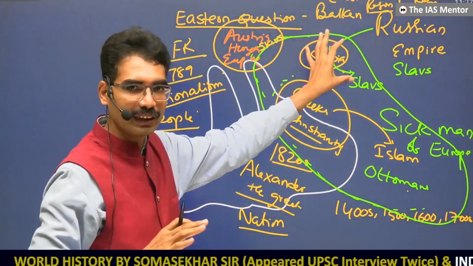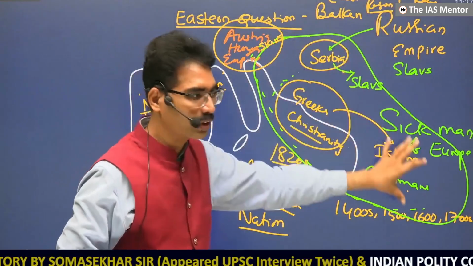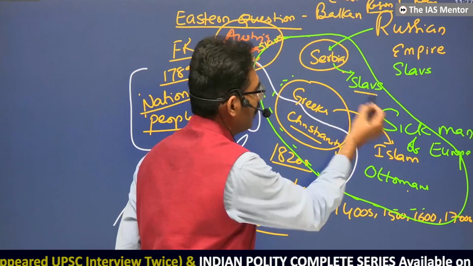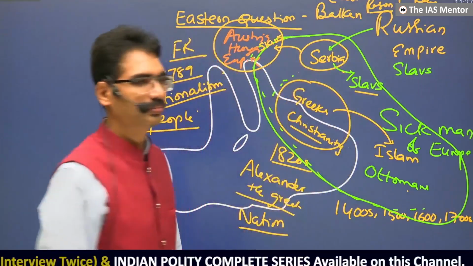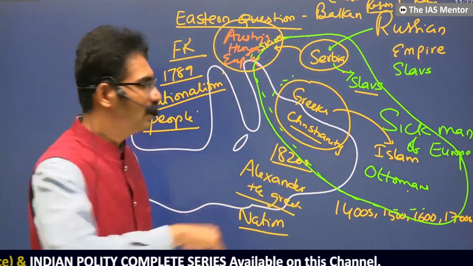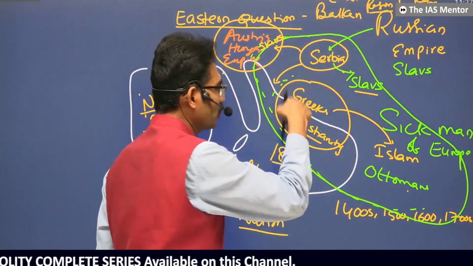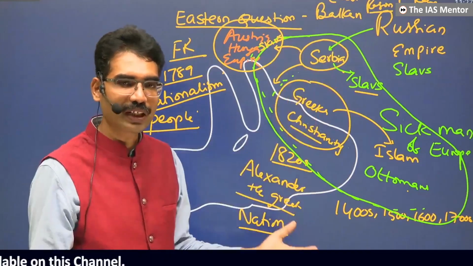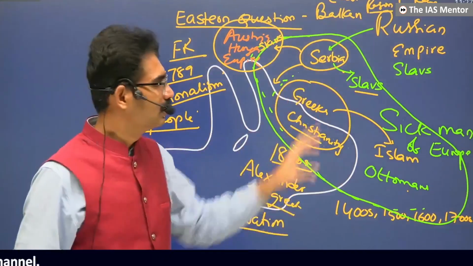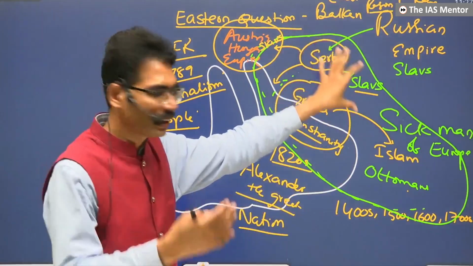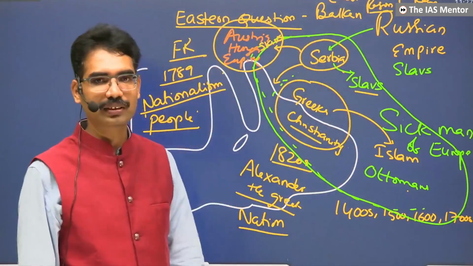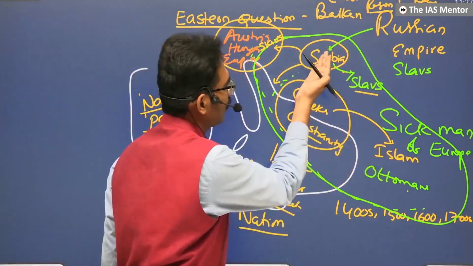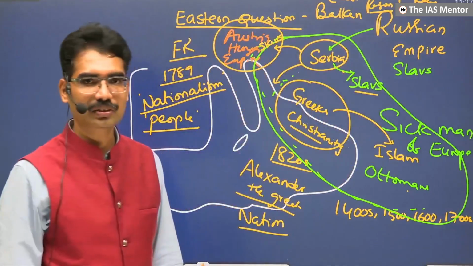Serbia already got independence from Ottomans. Now they are not satisfied because still some Slavs are there under Austria-Hungary, and still some Slavs are there under the Ottoman Empire. Now, Serbia is going to take the leadership to unify all the Slavs wherever they are. Some are under Serbia, some are under Ottoman, some are under Austria-Hungary. Serbia had to fight with Ottomans also, and it had to fight with Austria-Hungary also.